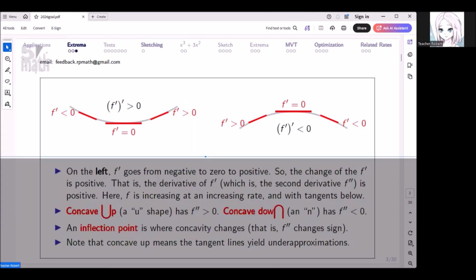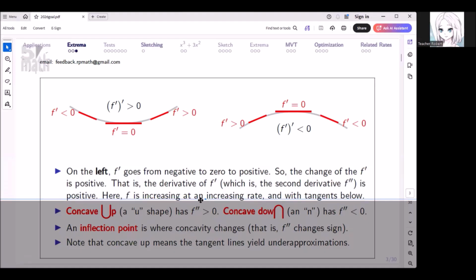Here are some pictures. On the left, f prime goes from negative to 0 to positive, so the change of the first derivative is positive. That is, the derivative of the derivative, which is the second derivative, is positive. Here, f is increasing at an increasing rate and with tangents below.